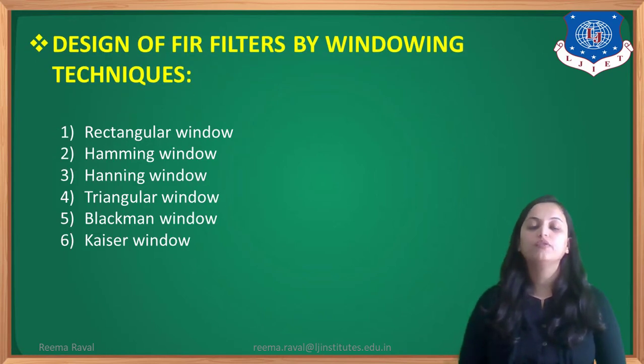Next is the designing of FIR filters. Designing of FIR filters is called the windowing technique. There are various windowing techniques available. The first one is the rectangular window method. The second one is the Hamming window method. The third one is the Hanning window. The fourth one is the triangular window. The fifth one is the Blackman window. And the sixth one is the Kaiser window. These are the different windowing techniques or methods for designing FIR filters.